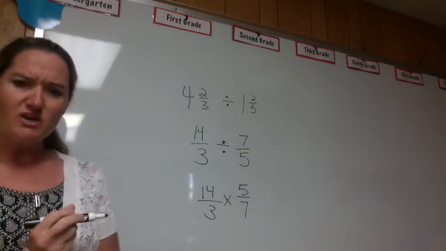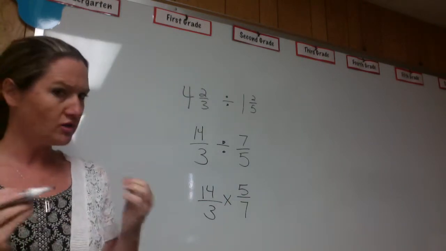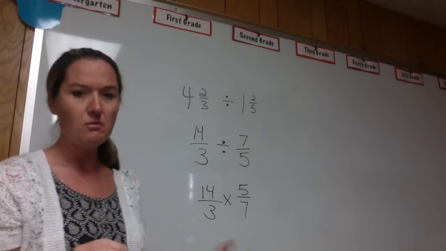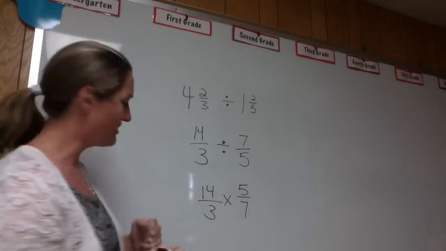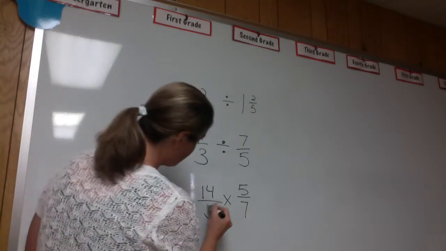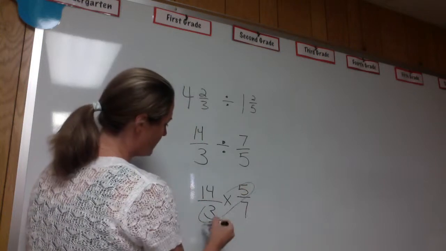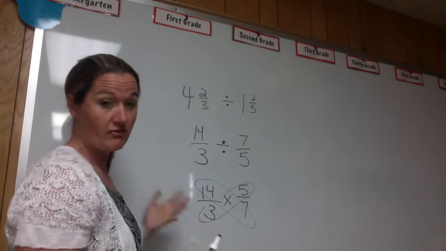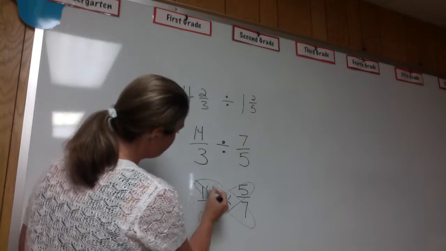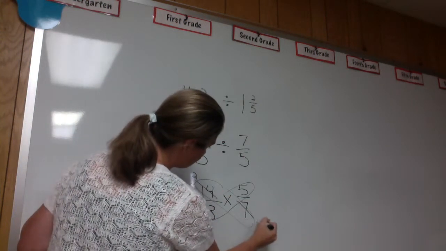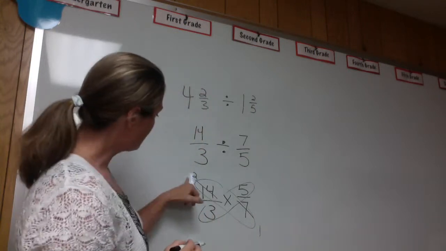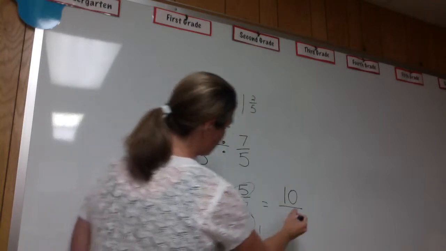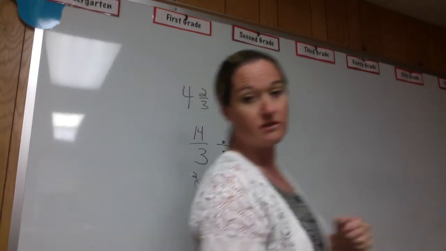Now, if you remember the shortcut we talked about, I could multiply 14 times 5, but remember, you look ahead to see if you can simplify ahead of time, and it looks like I can. Can't really simplify 5 and 3, but 14 and 7, we can. They have one of the same factors, which is 7. 7 goes into 14 2 times. 7 goes into 7 1 time. So now my problem is 2 times 5, 10 over 3 times 1, which is 3.